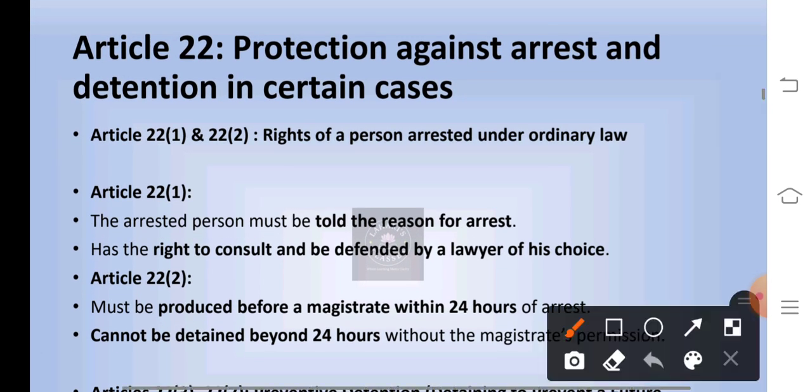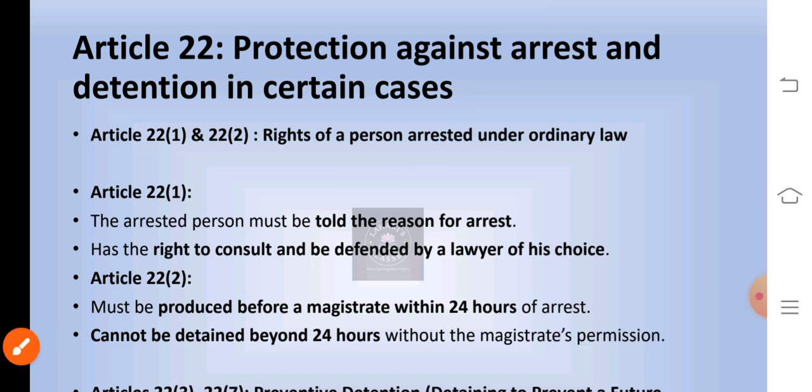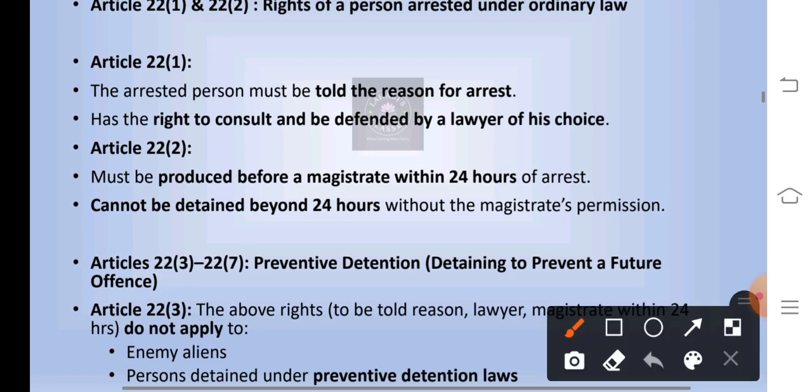And Article 22 gives protection against arrest and detention in certain cases. Article 22 Clause 1 and Clause 2 discuss the rights of a person arrested under ordinary law. Article 22 Clause 1 says that the arrested person must be told the reason for arrest. There should not be any arbitrary arrest. No police can go to a person and arrest him arbitrarily. There has to be some reason, and they have to tell the reason to that person.